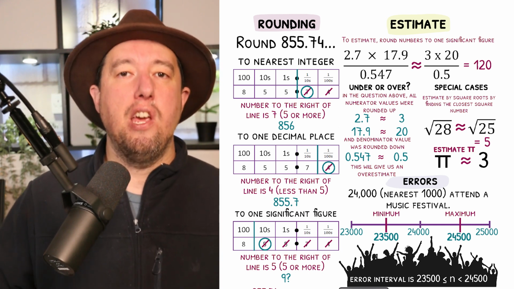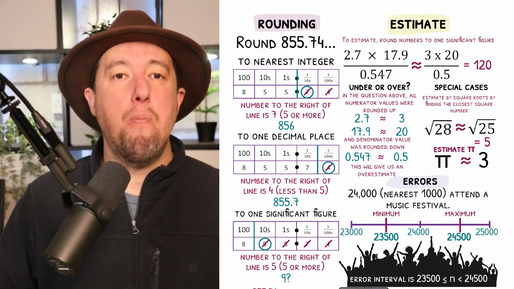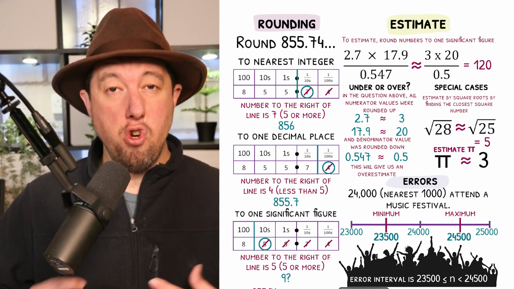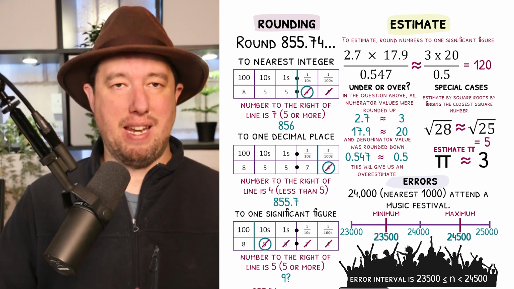The point is, you need to make a decision when you measure something about how precise you want the measurement to be. There are 3 different types of rounding you should be familiar with: the nearest something, decimal places, and significant figures.